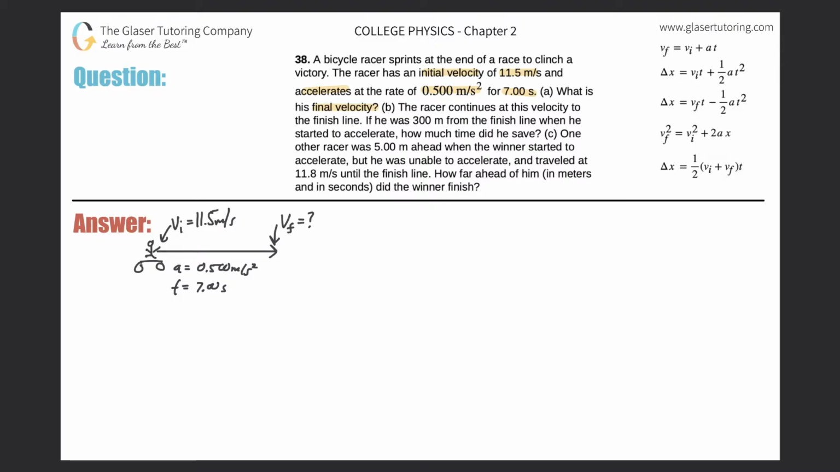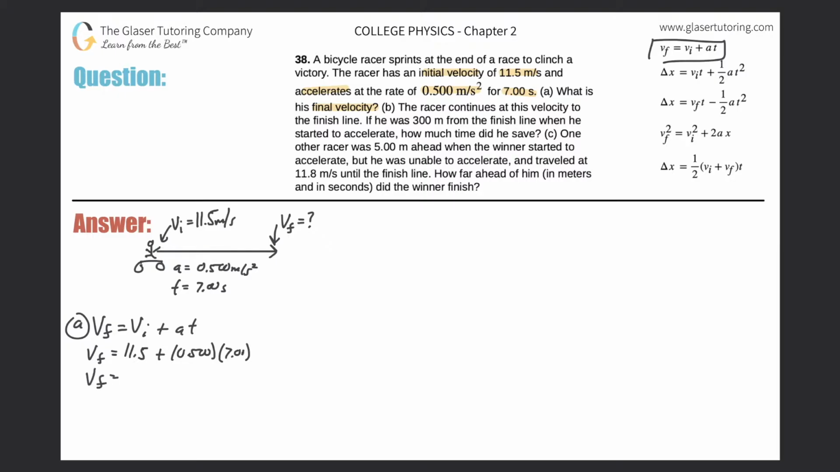We have to think about this. We need an equation that will relate initial velocity, acceleration, time, and final velocity. And we do, it's number 1 here at the upper right. So letter A: the final velocity is equal to the initial velocity plus the acceleration times time. The final velocity is what I'm looking for. The initial was 11.5. The acceleration, they told us, was 0.500, and the time was 7 seconds.